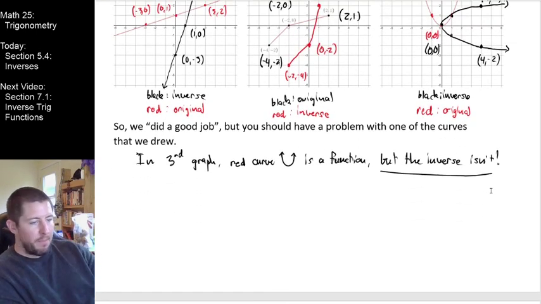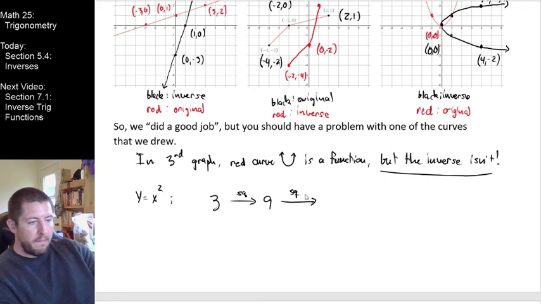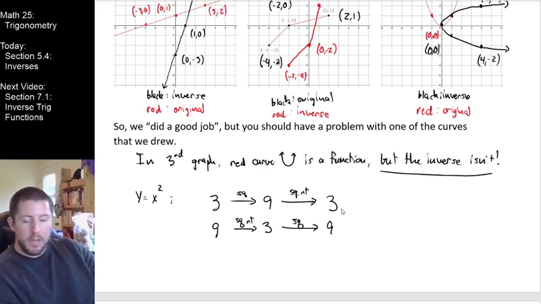And let me point out something. With this being the y equals x squared function, here's a thing that can happen. If I start with 3, I can square it to get 9, and I square root it to get back to 3. That worked out fine. If I start with 9, I can square root it to get 3. And if I square it to undo that, I get back to 9. So that worked out. 3 went to 3, that's inverse. 9 went to 9, that's inverse.